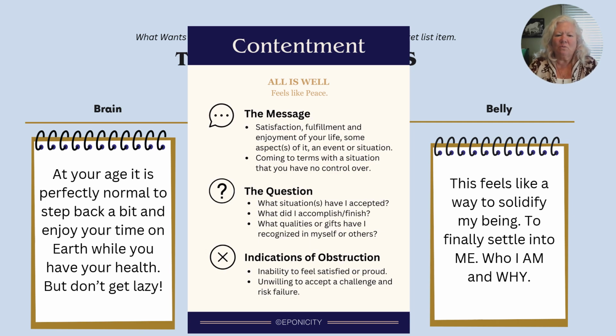And I ask myself the question, what situations have I accepted? What did I accomplish or finish? What qualities or gifts have I recognized in myself or others? And so all of the emotions have an intensification if we don't listen to them, or an obstruction. And obstructions to contentment can include inability to feel satisfied or proud, or unwilling to accept a challenge, to risk failure. So those were two obstructions that I noticed, and may eventually come back to help me to understand and process what wants to happen in a deeper way.